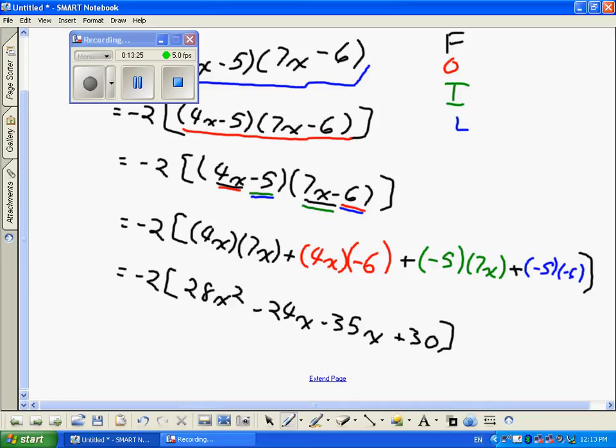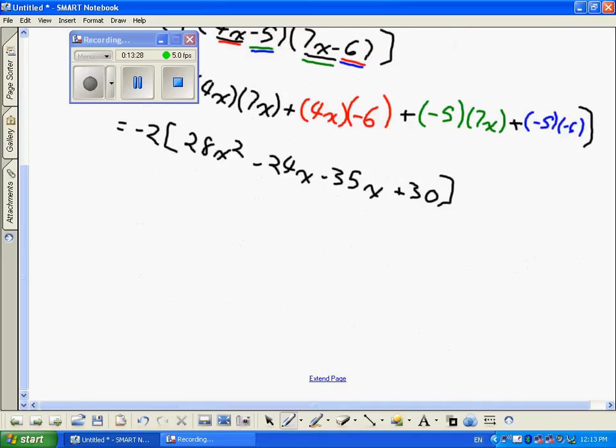I've done that. I'm going to simplify again. Inside those brackets, I have two like terms. Negative 24x minus 35x. That's going to give us negative 59x plus 30. So, now inside the brackets, I'm as simple as possible. I have one term with an x squared, one term with an x to the power of 1, and one constant term. I still have to apply my negative 2.